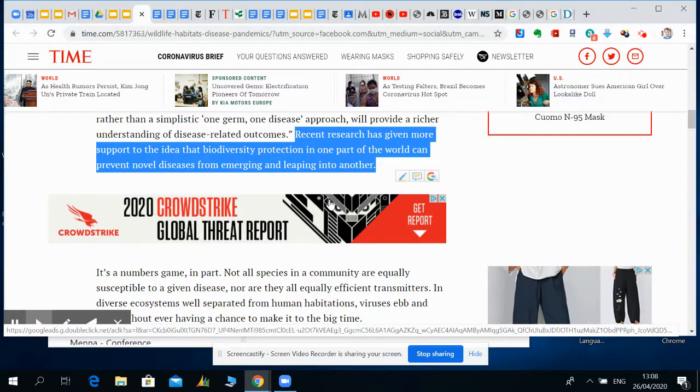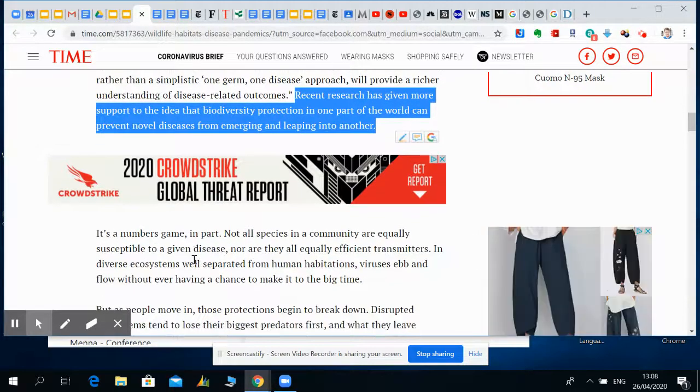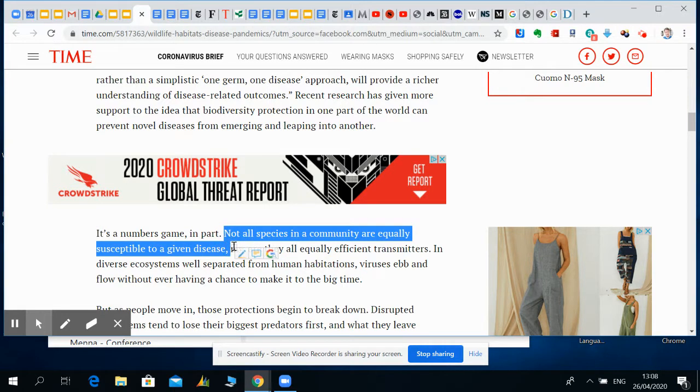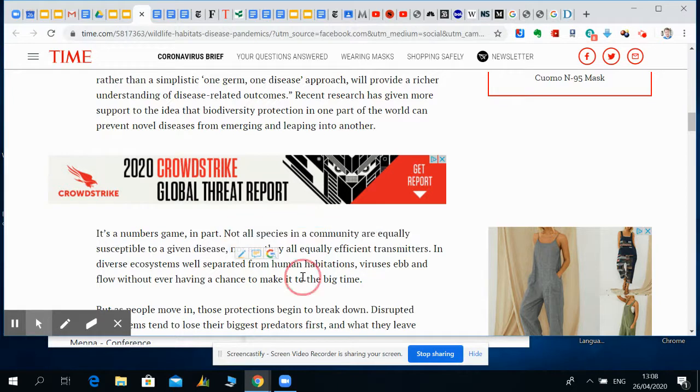Well, I can connect that to the idea that I do understand that biodiversity makes an ecosystem more resilient. And so I guess that resilience also extends to the idea of disease. It's a numbers game in part. Not all species in a community are equally susceptible to a given disease. I can connect that to what I already know too, because I know that if an organism invests its kind of evolutionary energy, for want of a better word, in one thing, then it probably can't invest it in another. We can't all be Superman. So if you invest more in one thing, then maybe you can invest less in immunity. And we know we're all different, so it makes sense that some are more and some are less susceptible.